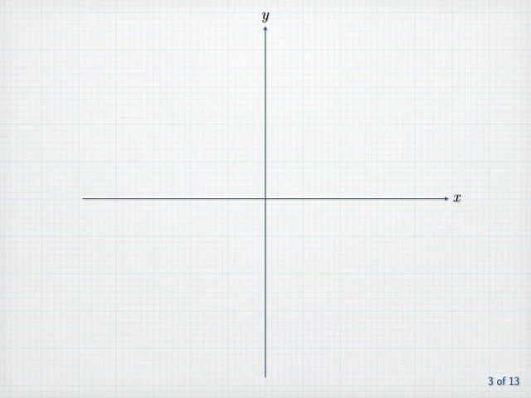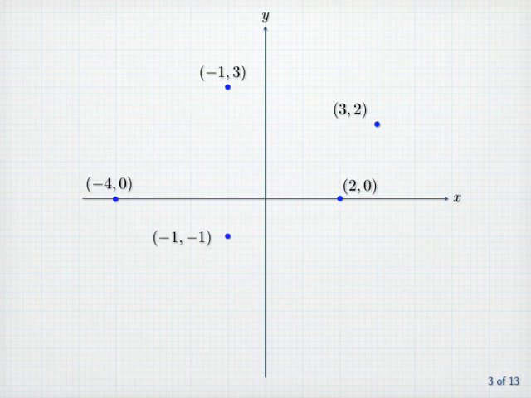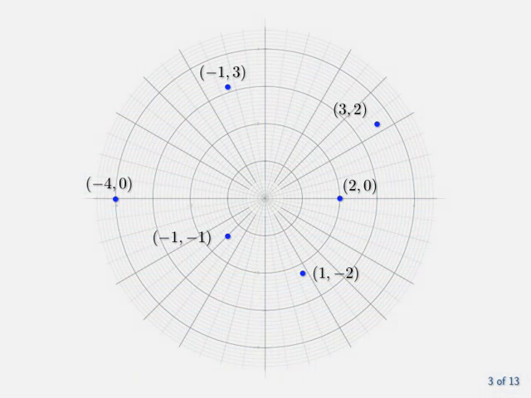Now let's label a few points with rectangular coordinates and then find their polar coordinates. We'll look at (2, 0), (3, 2), (-1, 3), (-4, 0), (-1, -1), and (1, -2). Here's a polar grid. Now let's recall the formulas r squared equals x squared plus y squared and tangent theta equals y divided by x.